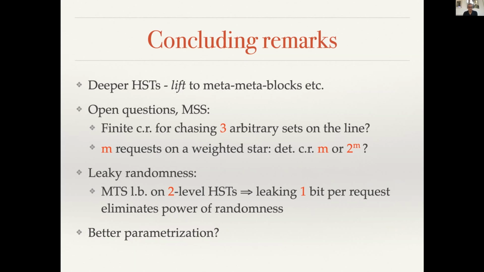Then I wanted to mention this issue of leaky randomness. As those who work on online computing know, randomness against the oblivious adversary is used to hide the algorithm's position. Now, what happens if the algorithm is leaky? It leaks information to the adversary, and this information is leaked adversarially. The lower bound on metrical task systems on two-level HSTs shows that even leaking one bit of information kills randomness, because the deterministic lower bound only needs to know which one of two requests needs to be requested at every given time, and that only requires one bit of information.